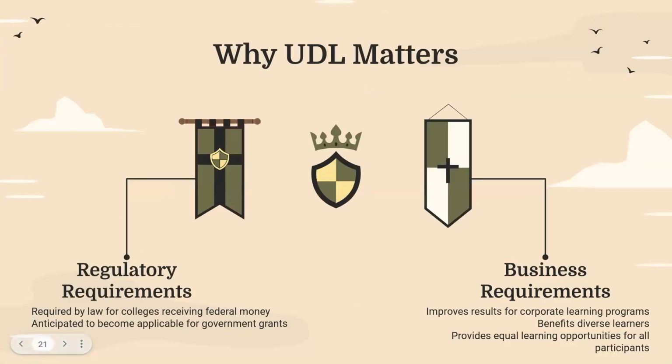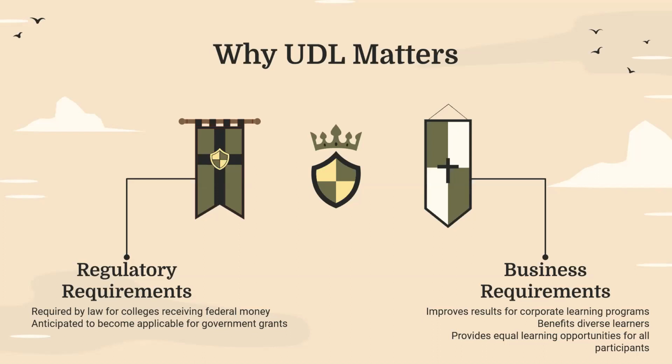Well, there are two really big components of this, and it has to do with some requirements. The first are regulatory requirements. We're required by law through the Federal Department of Education, since we give federal money to students, that our courses have to be accessible to those students. It's also going to have to do with government grants and other things. So it's required that we make sure that our courses are accessible.